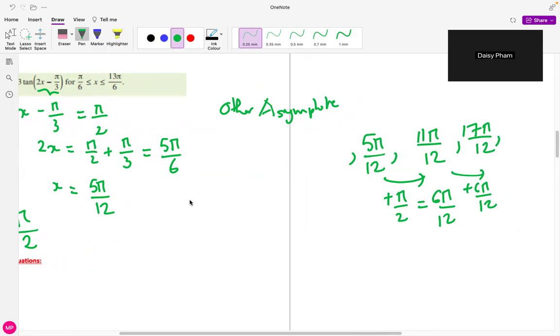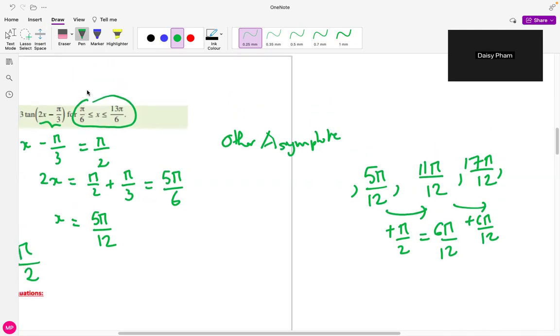If you look at the domain here, this is how you know when to stop. The domain here is from π/6 up to your asymptote over 12. So we're going to make the same denominator to make it easier. π/6, if you times by 2, you get 2π/12, less than or equal to x, less than 13π/6. If you times by 2, you get 26π/12. This is how you know to stop the asymptote.